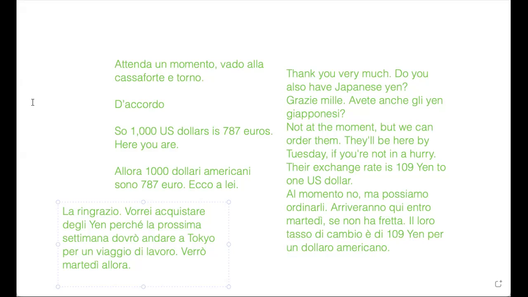See, use these things. La ringrazio, thank you. Vorrei acquistare degli yen perché la prossima settimana dovrò andare a Tokyo. I have to go to Tokyo. See, what is vorrei? I would like. Acquistare is to buy. Degli yen, some yen. Perché la prossima settimana, the next week, I have to go to Tokyo. Dovrò andare a Tokyo per un viaggio di lavoro, business trip. Verrò martedì allora. Is it clear to you?